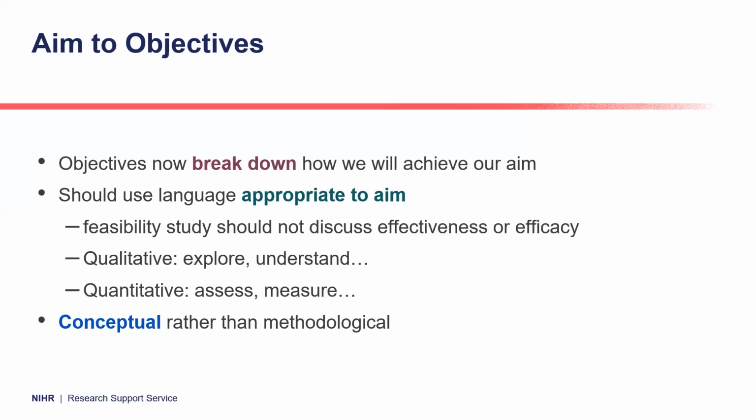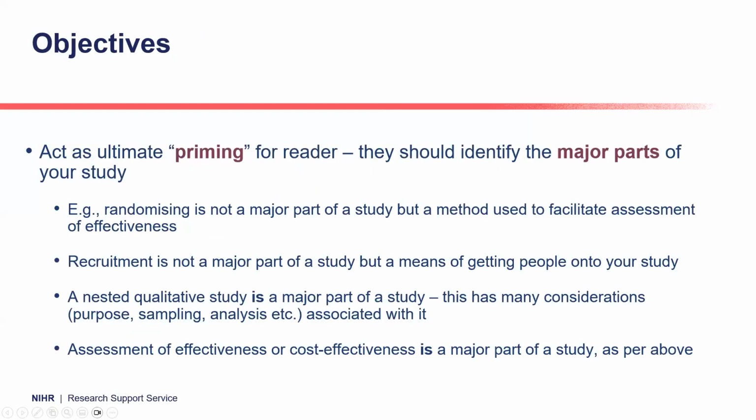So let's think about what our objectives might look like. For example, we don't want to include lots of details that aren't relevant. Randomization is not a major part of the study. It's a method used to facilitate the assessment. Recruitment's not a major part of the study, so we don't need to think about adding that as an objective. A nested qualitative study would be a major part of the study, so we would want to list that. Assessment of cost effectiveness would be a major part of the study, so we would want to include that as well. So these are all about priming the reader.